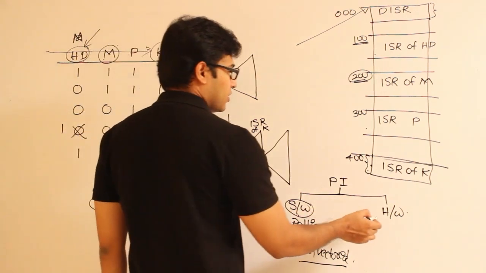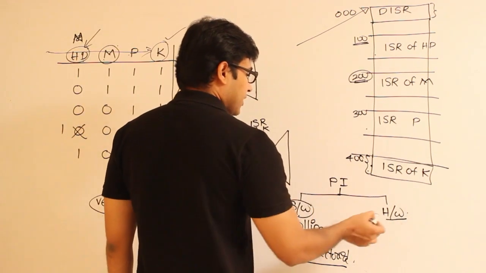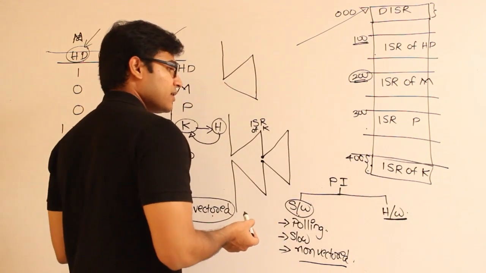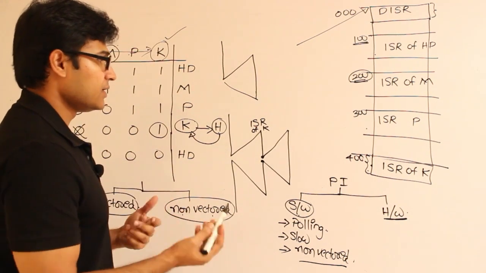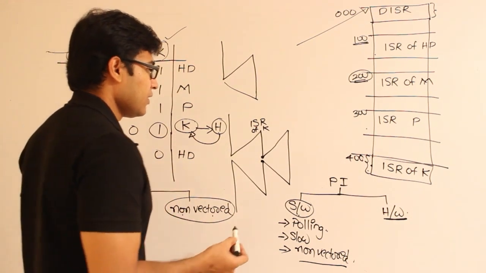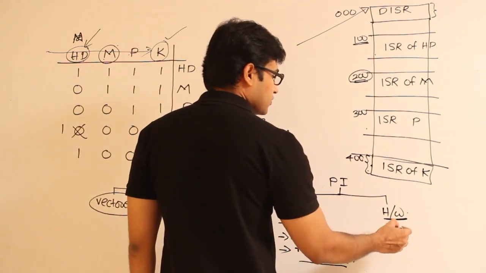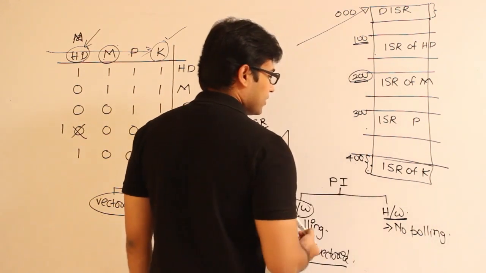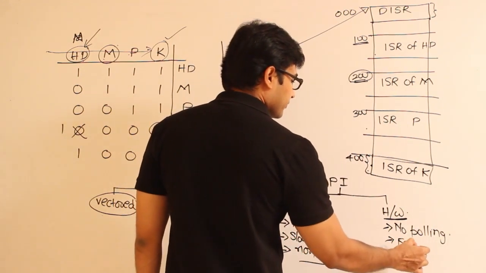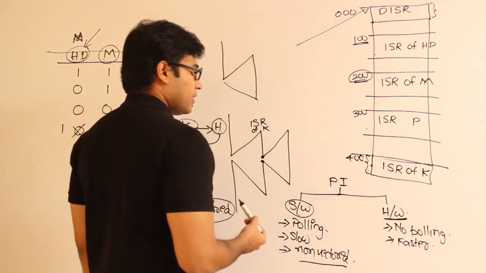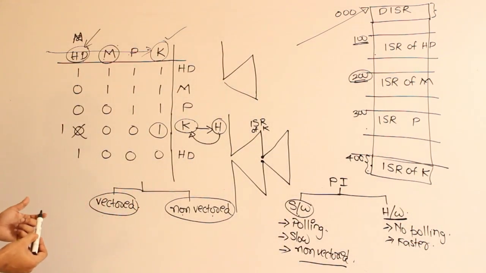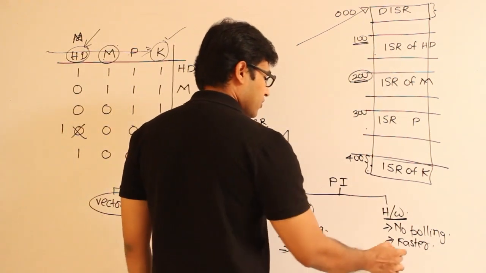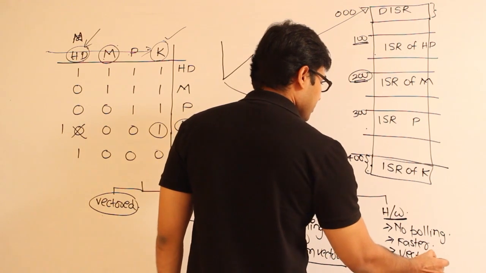So the advantage of hardware-based implementation is, we need not use polling to find out which device has created the interrupt. We can easily find out which one it is, right? Therefore there is no need for polling, so we can find out the device easily. So it is faster, right? And the other one is, this one is vectored interrupt. This one falls under the category of vectored interrupt.